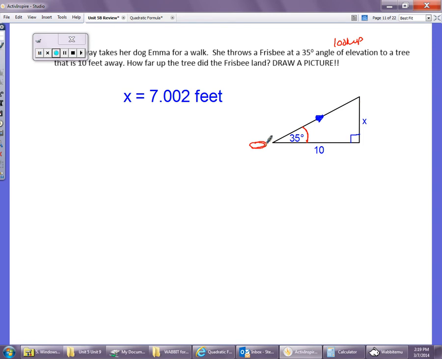they're asking for how far up the tree. So the tree is here. How far up the tree did the frisbee land? So we're looking for this value. And then she said that the frisbee is 10 feet away from the tree. It's 10 feet away from the tree. So now, because it's not 30, 60, 90, and because it's not 45, 45, 90, we're going to use SOHCAHTOA.